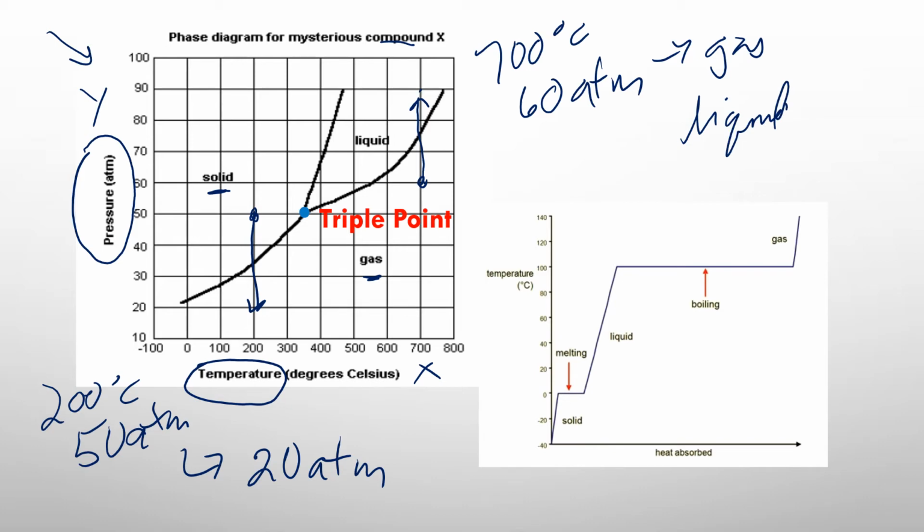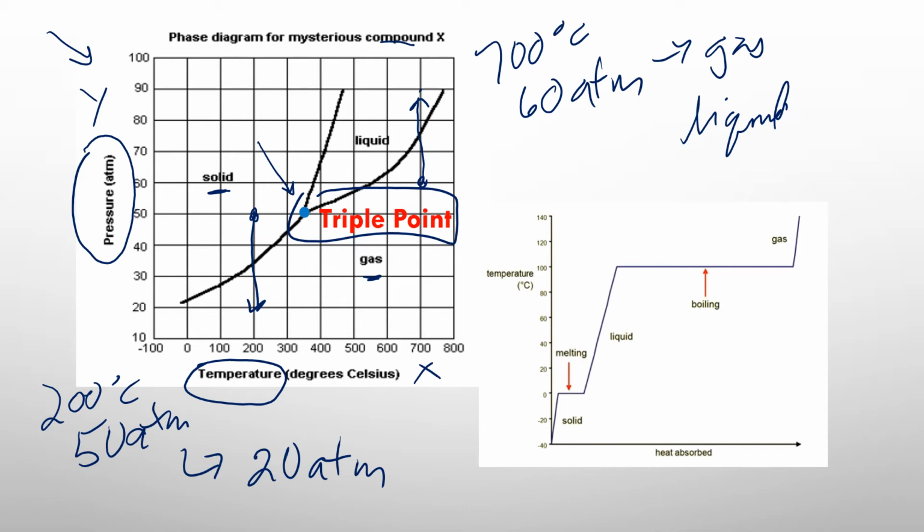This right here, this blue dot, is the triple point. A triple point is a temperature and pressure at which this compound is able to exist in all three states of matter. Please pay attention to that. I'll show you a video when we're in class, but the triple point is the specific pressure and temperature at which this compound can exist in all three states of matter, and you'll see why in that video. So for this triple point, it looks like it's about 50 atmospheres and 350 degrees Celsius. Not too bad.